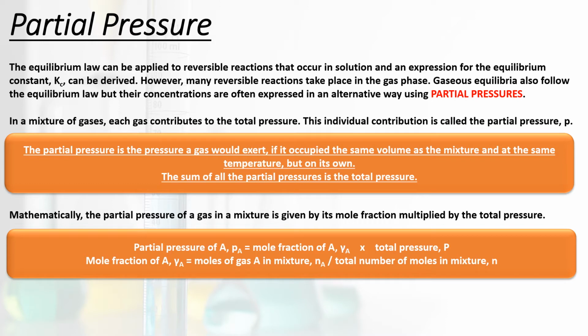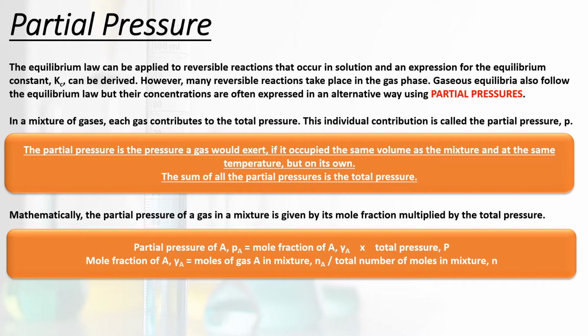And this individual contribution to the total pressure is called the partial pressure of the gas, p. Now, the partial pressure is the pressure a gas would exert if it occupied the same volume as the mixture and at the same temperature, but on its own.